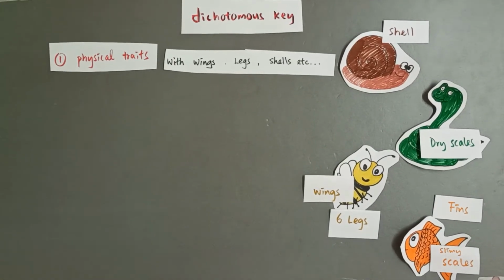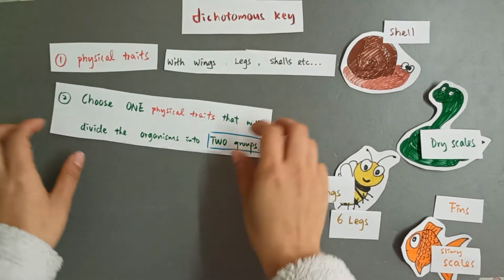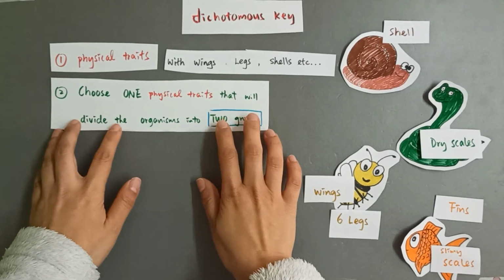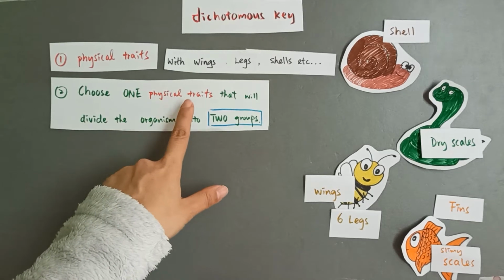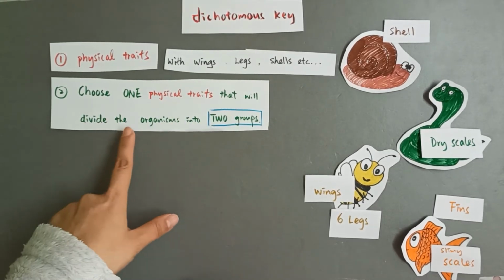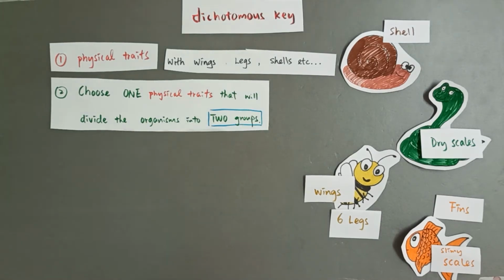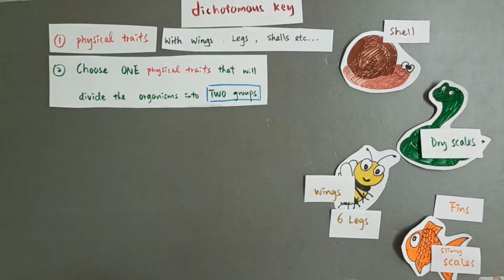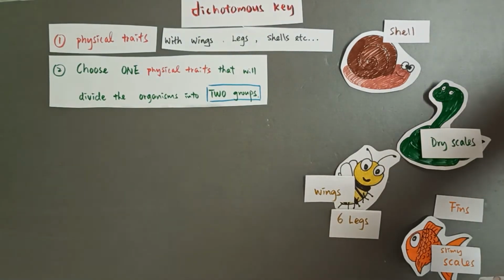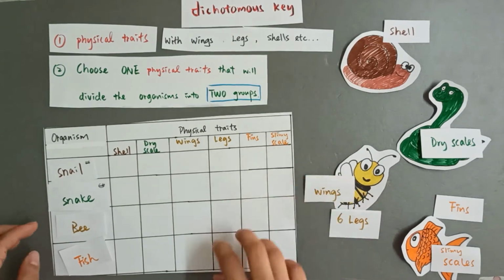So after we identify some of the physical traits among these living organisms, we need to go to the second step of constructing the dichotomous key. That is, choose one physical trait that will divide the organisms into two groups. In this case, I recommend you construct a table to make things clearer. So here is the table.